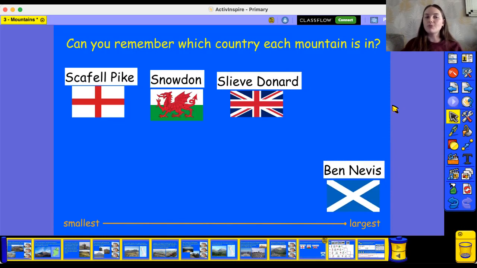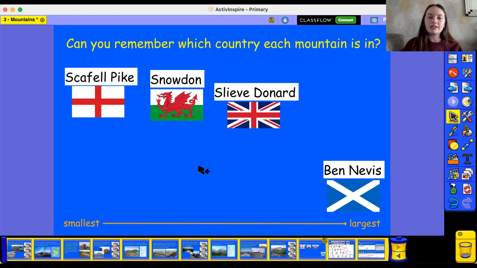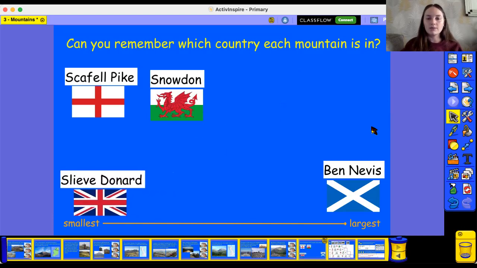What about the smallest? Can you remember which one is the smallest? Is it Scafell Pike in England, Snowdon in Wales, or Sleevedonnard in Northern Ireland? Brilliant, it's Sleevedonnard in Northern Ireland.